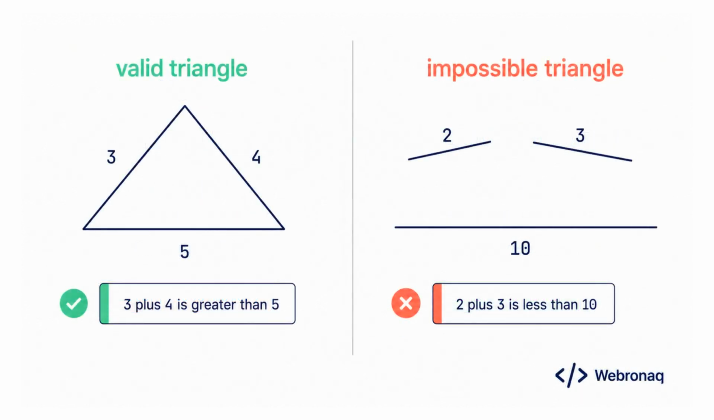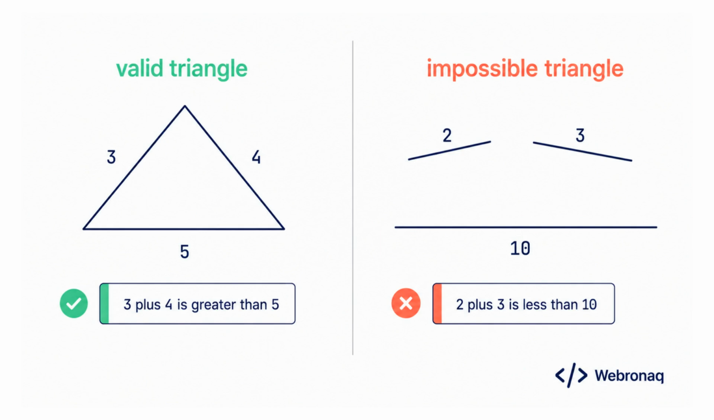Now look at this. Our program will happily accept any three numbers the user types in, but not every set of three numbers can actually form a triangle. There is a rule from geometry called the triangle inequality. The sum of any two sides must be greater than the third side. Sides 3, 4, and 5. Perfect. That is a valid triangle. But sides 2, 3, and 10, impossible. Two short sides cannot stretch across a long one.